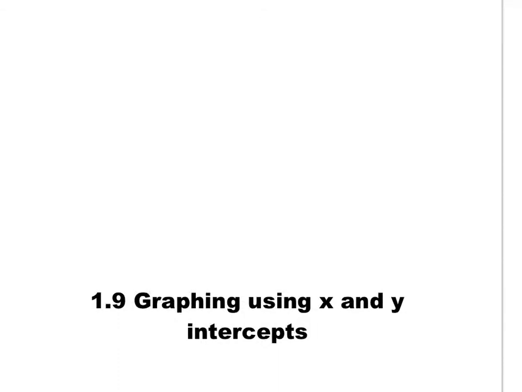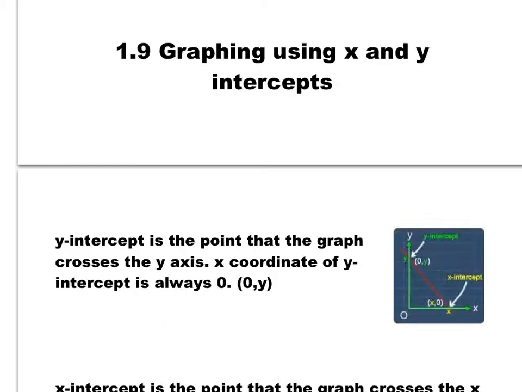In this lesson, we are going to talk about graphing a line using x and y intercepts. The first thing that you have to remember is the y-intercept is the point that the graph or the line crosses the y-axis. If you look at the graph on the right, you can see that the y-intercept is right here where the line is crossing the y-axis. And you can see that the x-coordinate of this point is 0. So always remember the y-intercept, the x-coordinate is 0.